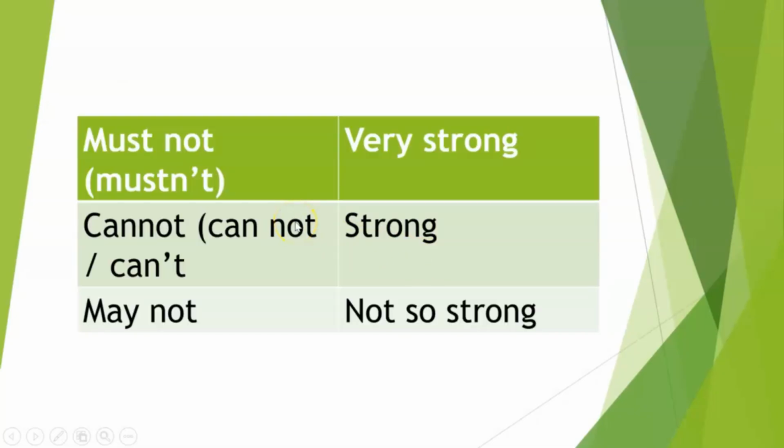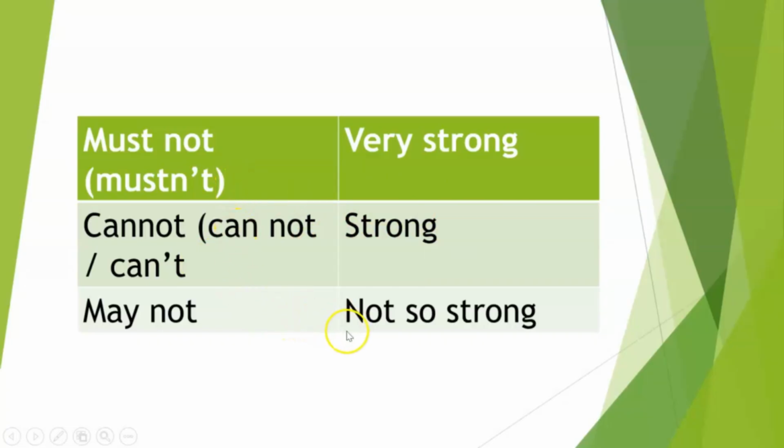So there are three different modal verbs that we can use. We can use must not, or we can say mustn't. This is a very strong way to say that you cannot do something. Now, we can say cannot, or can't. This is a strong way to say it, but not as strong as mustn't.